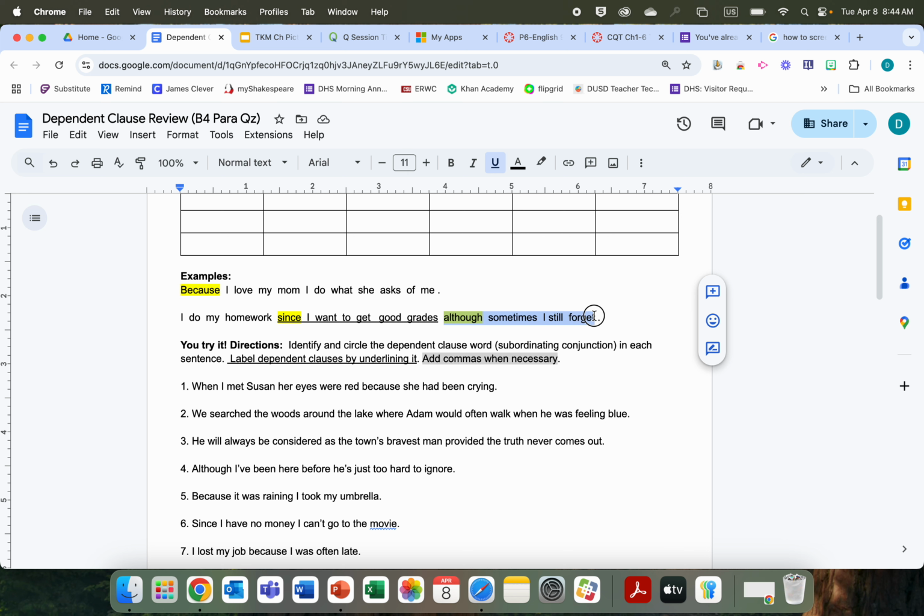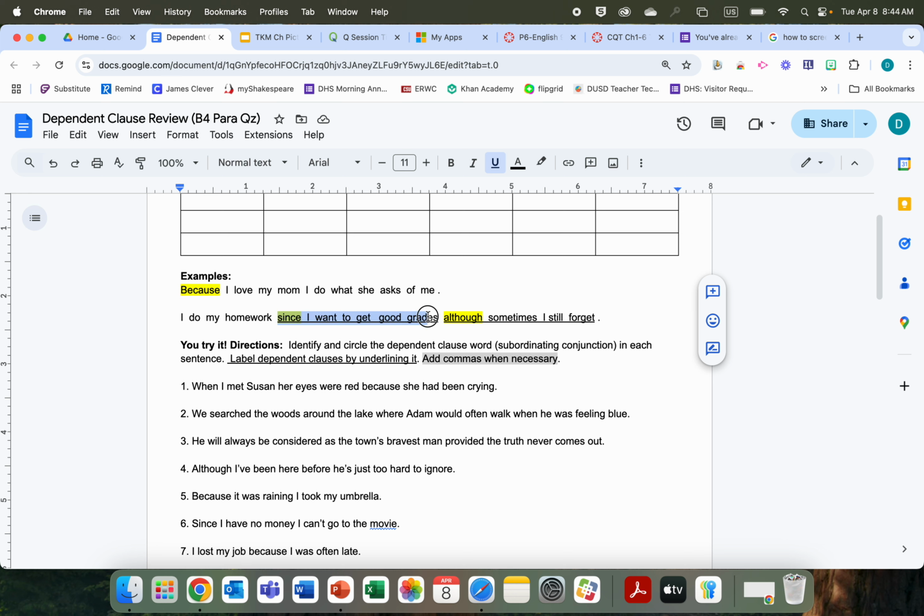So if you find the dependent clause words first, it helps you figure out the dependent clause, helps you underline it. And dependent clauses, again, have a subject and a verb. So I in this middle one, and then I again in this second one, and they have verbs, right? So a few verbs here: want to get, and still forget. All right, so when you find the dependent clauses, that's important, right?